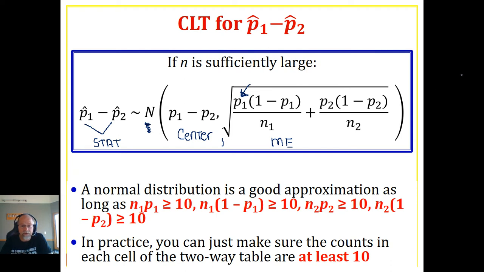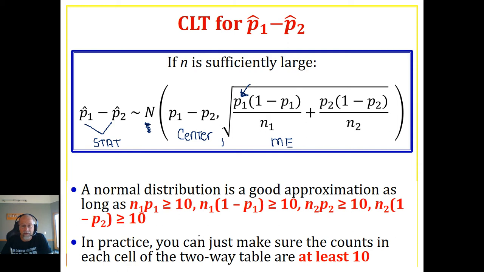It says a normal distribution is a good approximation as long as, and here we go again, as long as when we take the first set, the n value times the proportion has to be greater than 10, and then we have to do the counterpart. But then we also have to do the same thing with the second set, and it has to be greater than 10, as well as its counterpart. So it's actually going to take us 4 calculations if we have to do it manually.